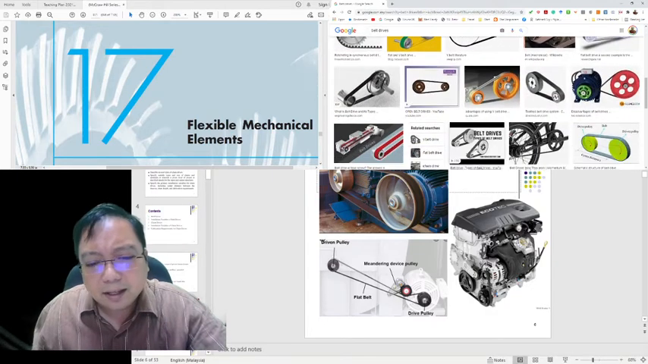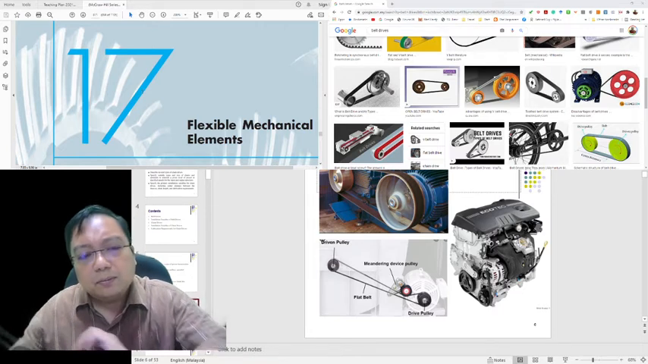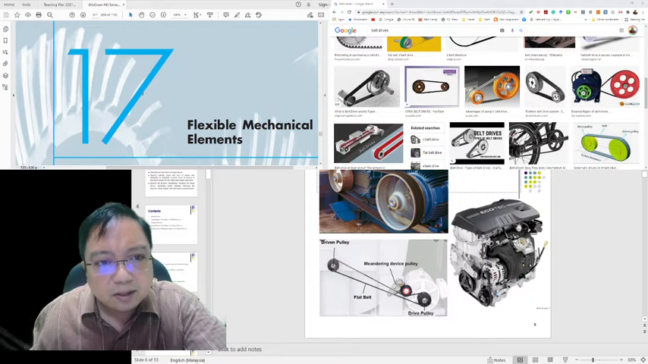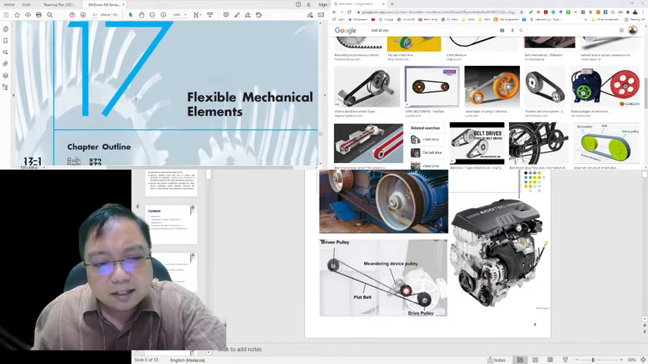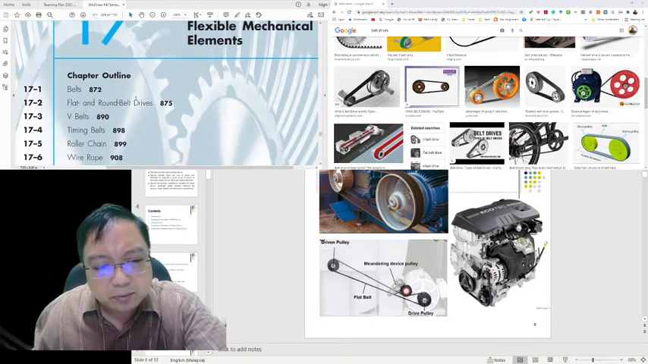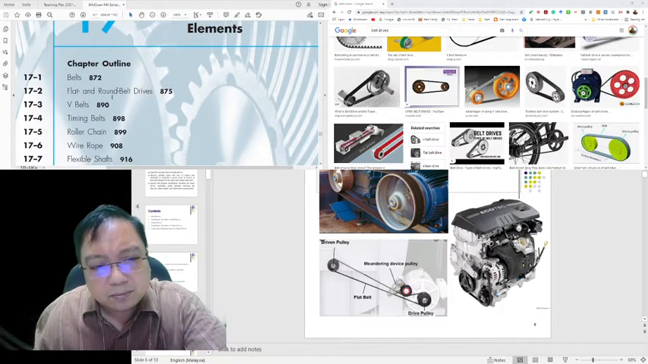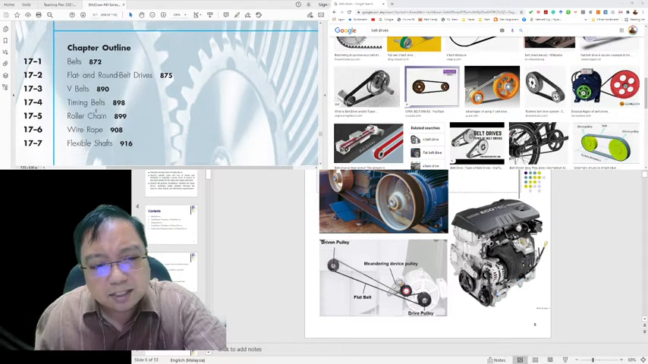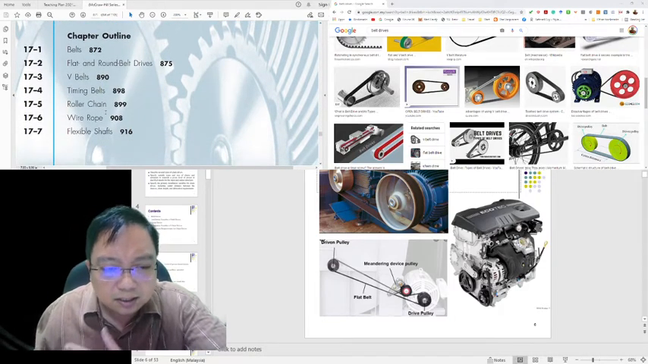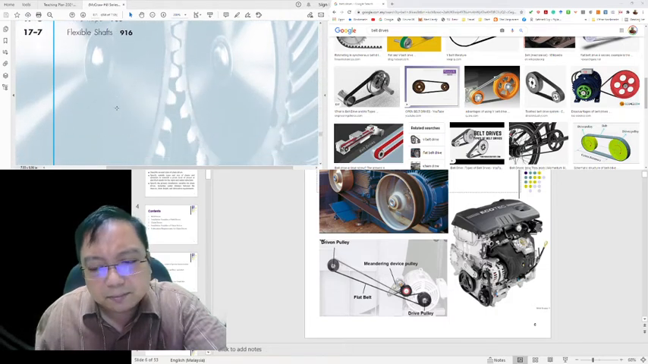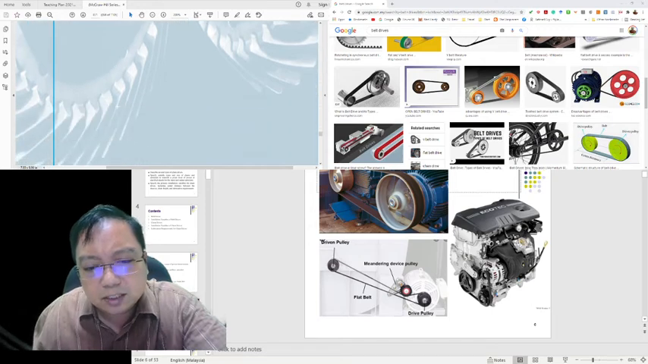And how about the textbook? What is the definition from the textbook? This textbook is taken from McGraw-Hill's Shigley's Mechanical Engineering Design. This is the layout of what we will learn in the textbook: flat and round belts, V-belts, timing belts, roller chain, wire rope, and flexible shaft. God willing, inshallah, I will cover all of these topics. I make videos for all these topics.